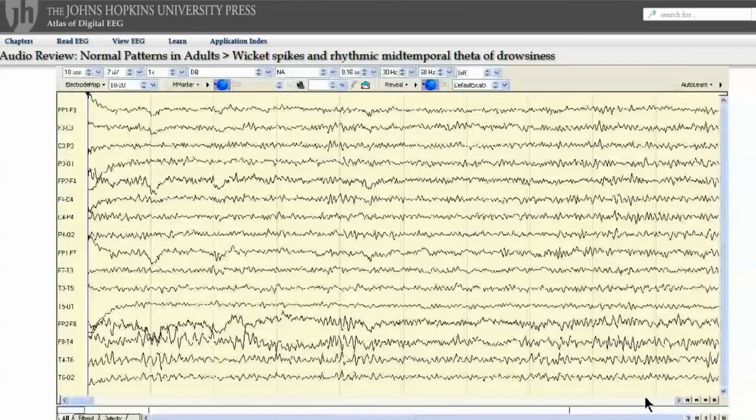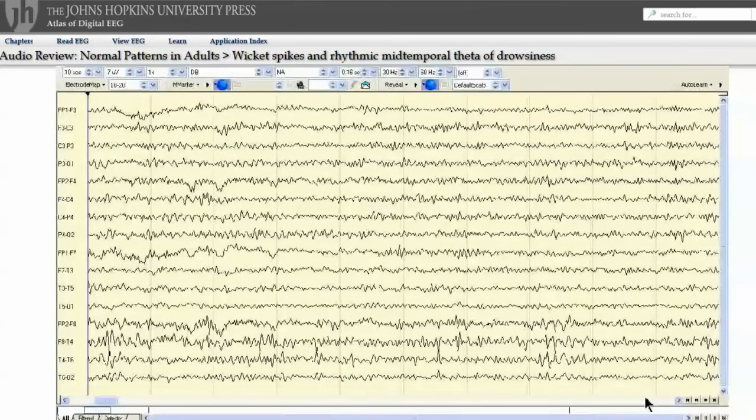As we go along these segments, we will see an evolution of different morphologies. Here they are sharply contoured, but the frequency is a little bit too high to represent a wicket spike. Over here, we can see the notched rhythms that would be typical of the psychomotor variant. Again, an alpha frequency encountering a beta frequency. The notched pattern is very well shown here.